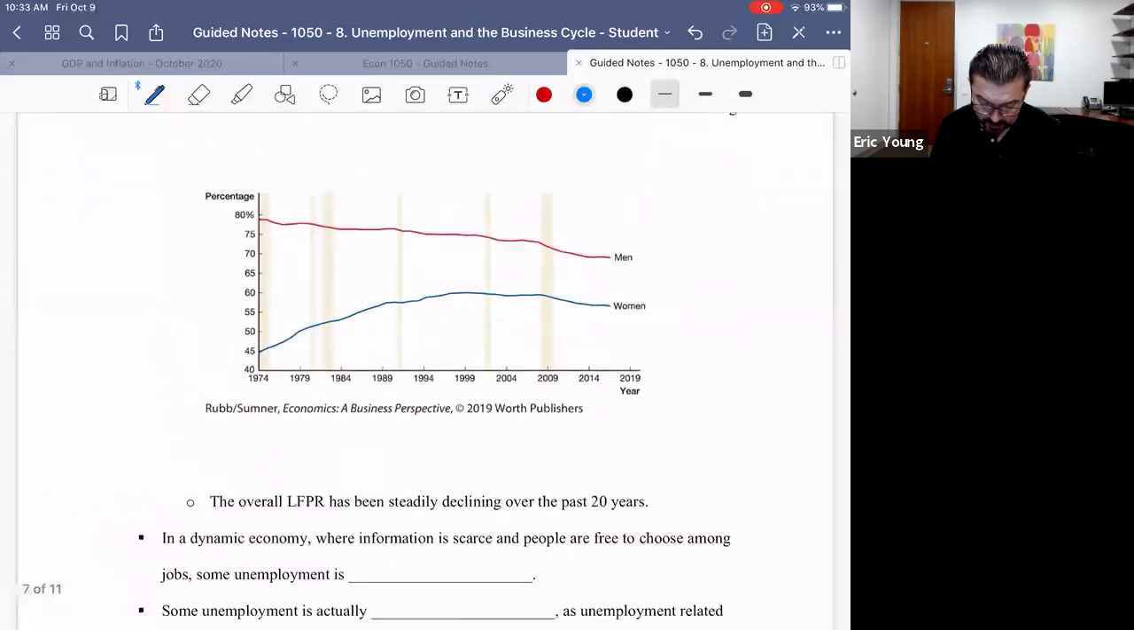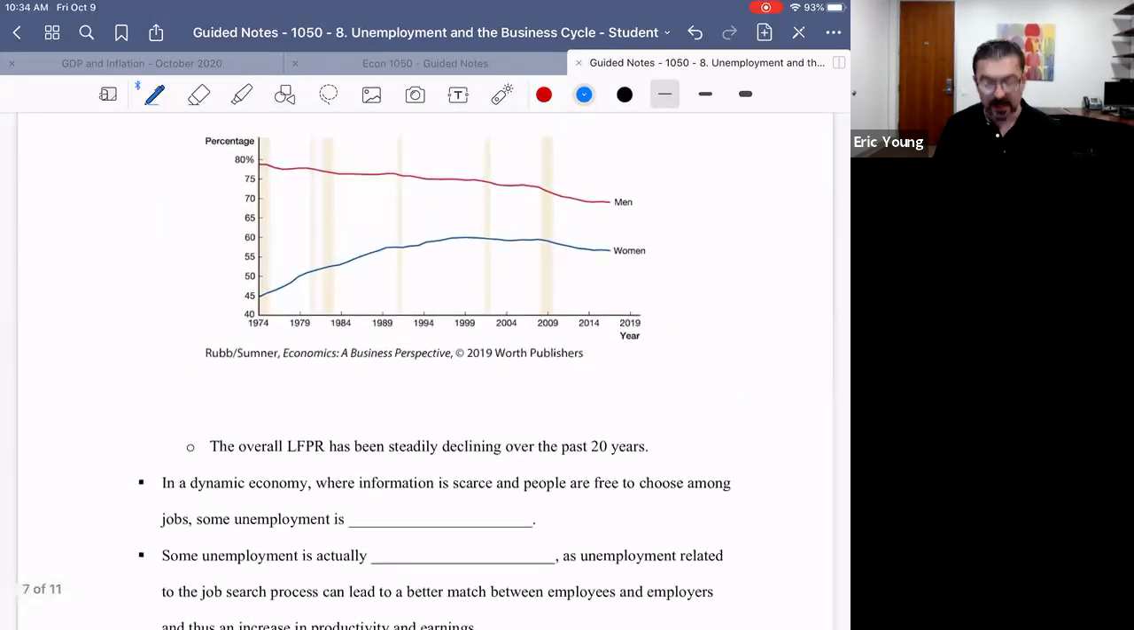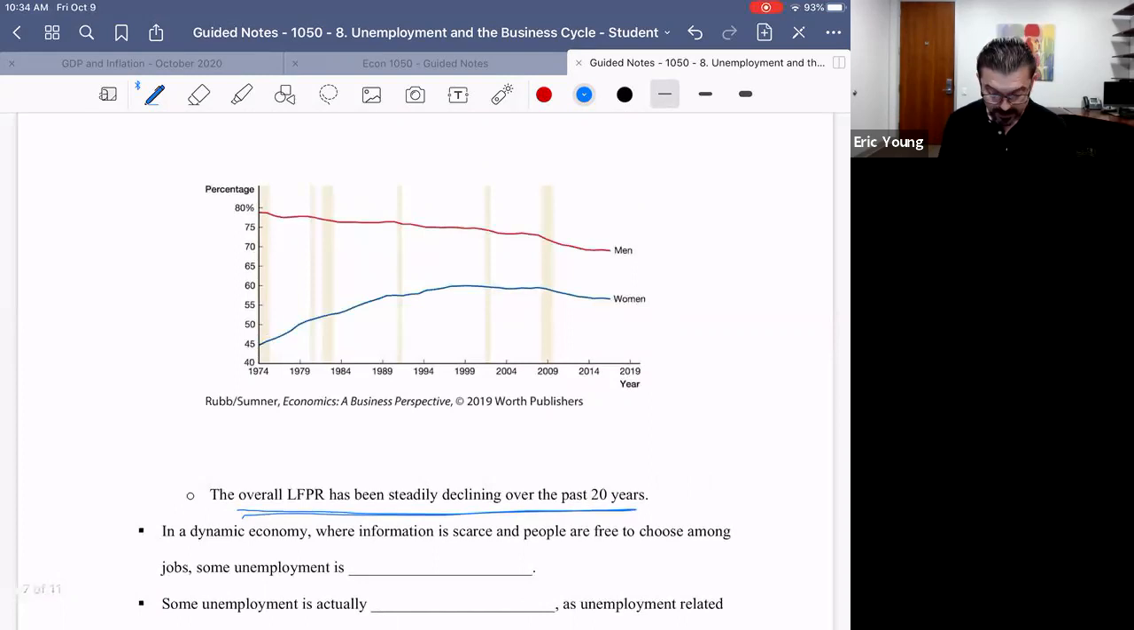What's important to point out is that in America, over the last 20 years, the overall LFPR has been steadily declining. If you take a look at this graph, you can see a couple of issues, trends, we'll say. Number one, we see here the percentage, LFPR. We see the year, so starting in '74 and moving forward till 2019. Notice a couple of things. The blended rate has been steadily declining over the past 20 years.